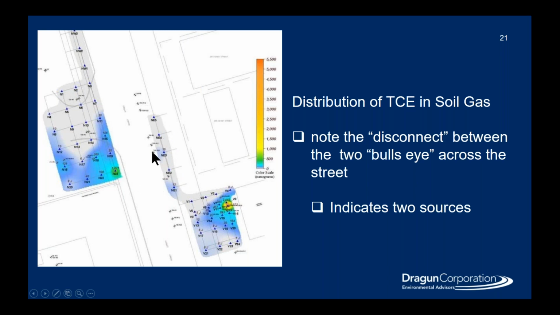And the line of points along the street showed very little impact. And so that was one of the lines of evidence that we used to show that these were actually two separate sources rather than a single source that it was migrating between.